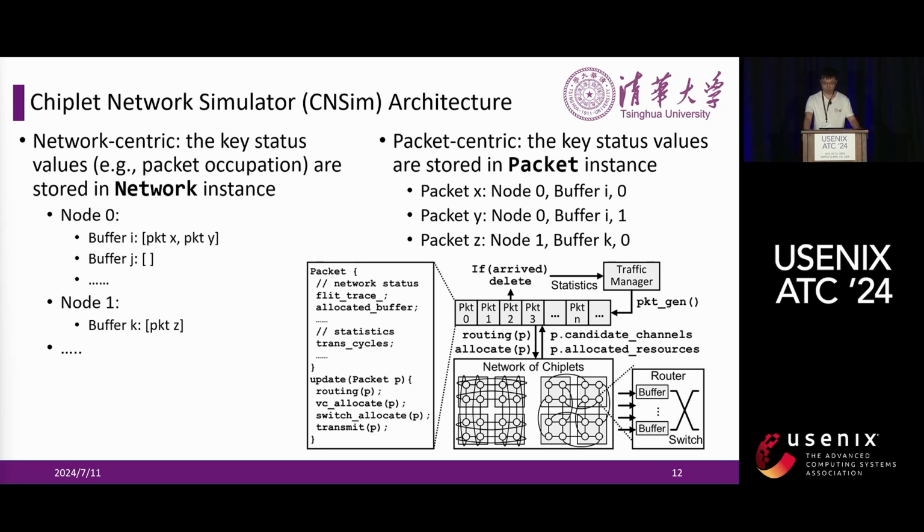After introducing the background and the motivations, I'd like to show how we design a new network simulator. We adopt a new packet-centric architecture, combining the advantages of traditional cycle-based simulators and the discrete event simulators. In the network-centric architecture, all the key status values are stored in the network instance, which is not easy to parallelize because the chiplet-based network is not easy to partition. In CNC, which is a packet-centric network, the key state values are stored in multiple packet instances. A packet queue is maintained based on the injection time, and all packets are updated every cycle sequentially. Such an architecture fits the first-come, first-served policy well and is easy to parallelize.